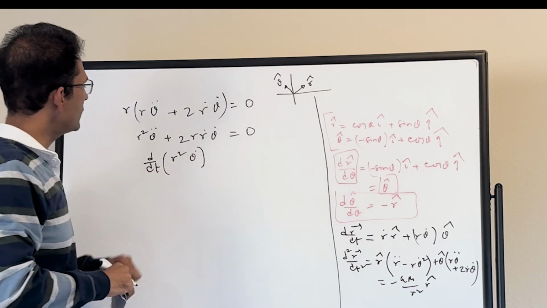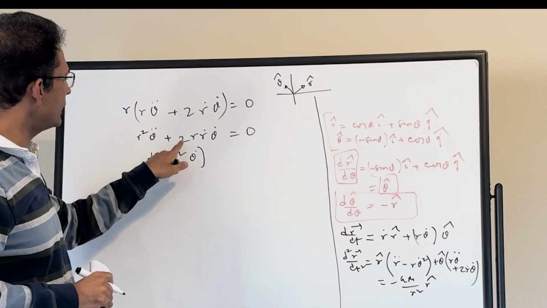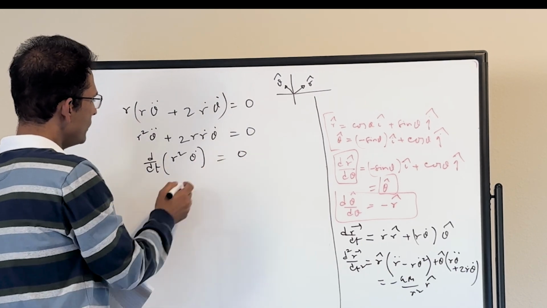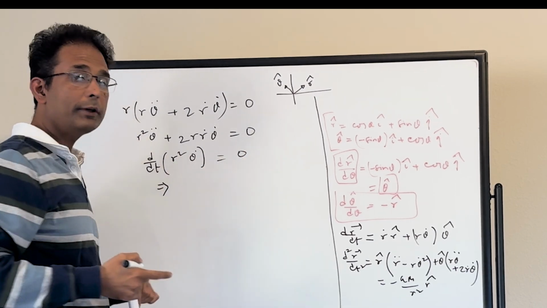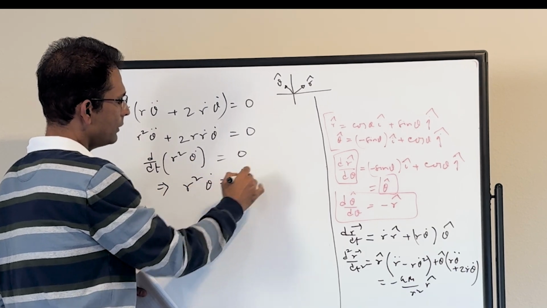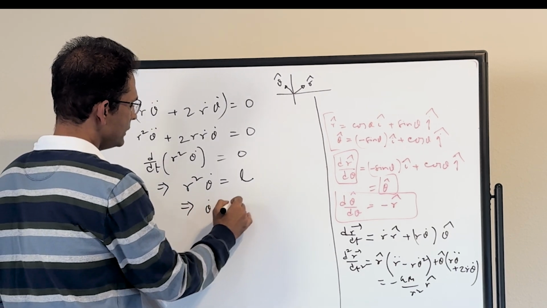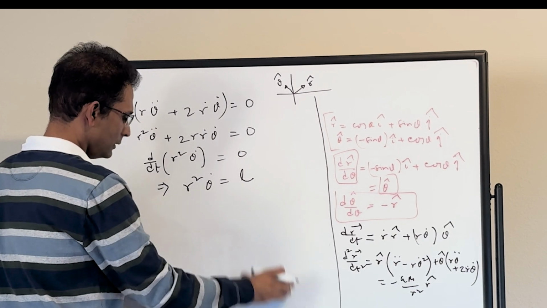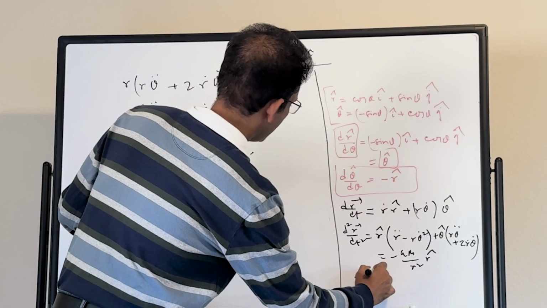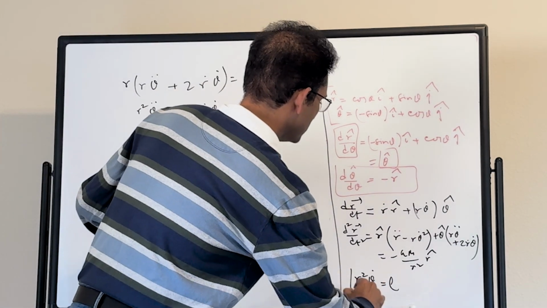And you can check it. If you apply the product rule, you'll get r squared theta double dot, that's the first term, and then this term. So that is 0. That means if d dt of something is equal to 0, that something is a constant, and I'll call that constant L. So that's another equation. I'll write that down here: r squared theta dot equals L. That's the other equation I got.